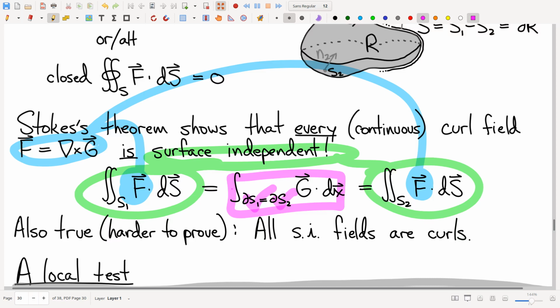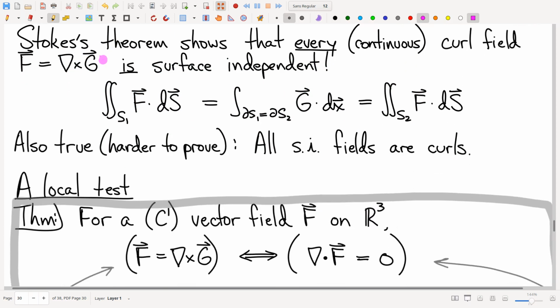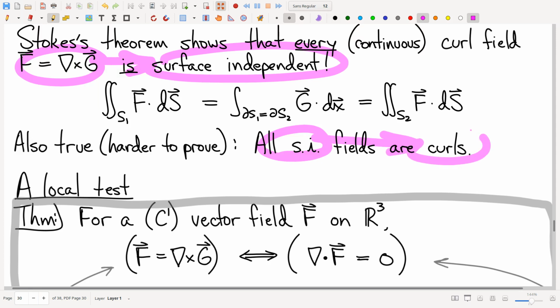Oh, there you go. So not only are there some surface independent vector fields, there's a bunch of them, all the curls. And by the way, this goes both ways, and this next statement is much harder to prove. Don't try. But not only is every curl surface independent, but every surface independent is a curl. Goes both ways. Again, regularity issues aside. Okay, so neat facts. Cool new property.